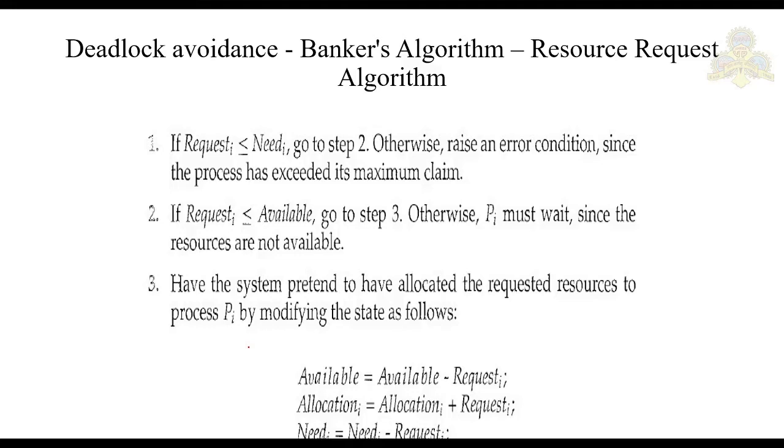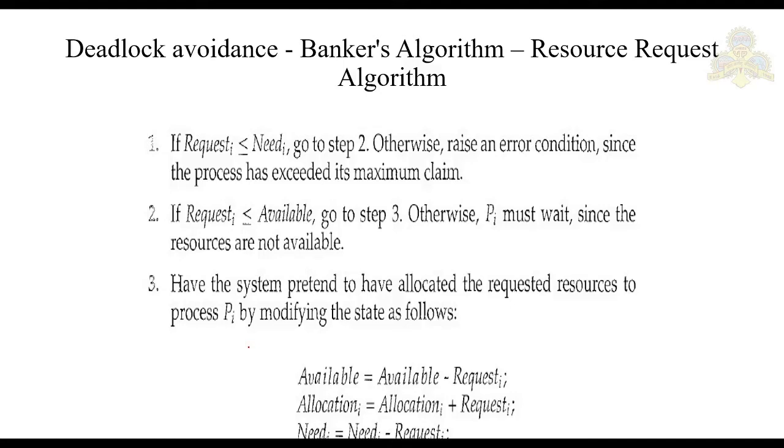And the need of that process is how many resources the process still needs. That need is the old need, what it had previously, minus the new request the process has made. So I'll give you an example. I'll traverse through the algorithm, then you'll understand.